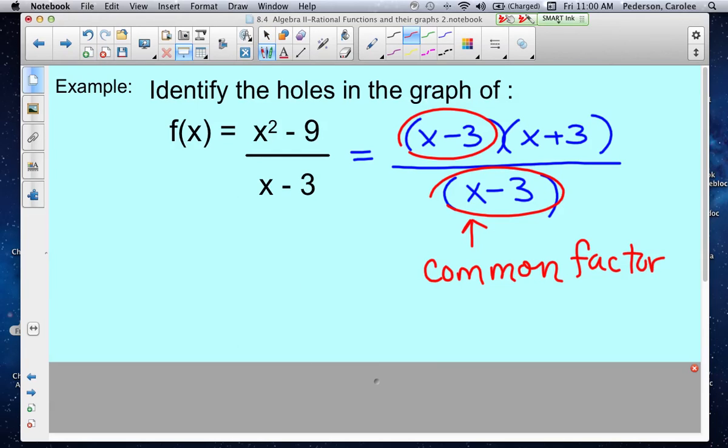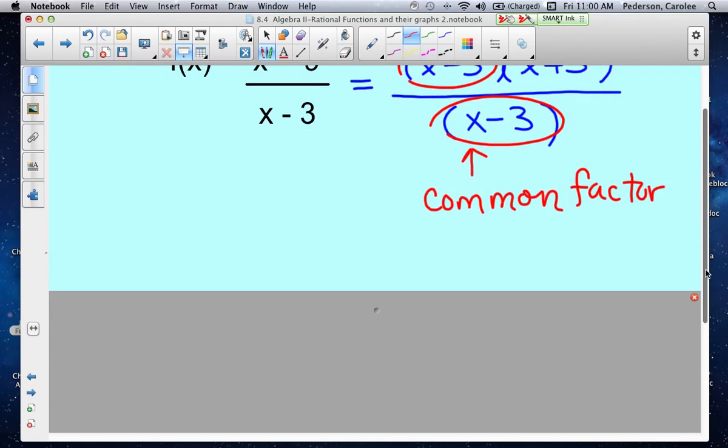All right. So what you do is you take that common factor, you set it equal to 0, and solve for x. So you have a hole in the graph at x equals 3. And on the next slide, I'm just going to show you what the graph looks like so you can kind of see. You don't need to write this down. Remember, we are not graphing these rational functions.